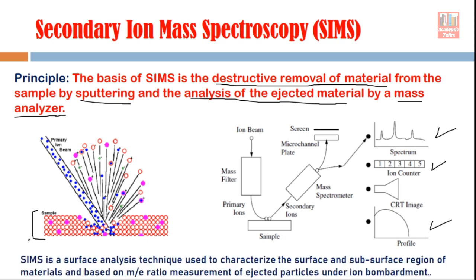So you can say that SIMS is actually a surface analysis technique. We are ejecting atoms from the surface of the sample, analyzing them, and identifying what particular element or atom is present here by finding out its mass.